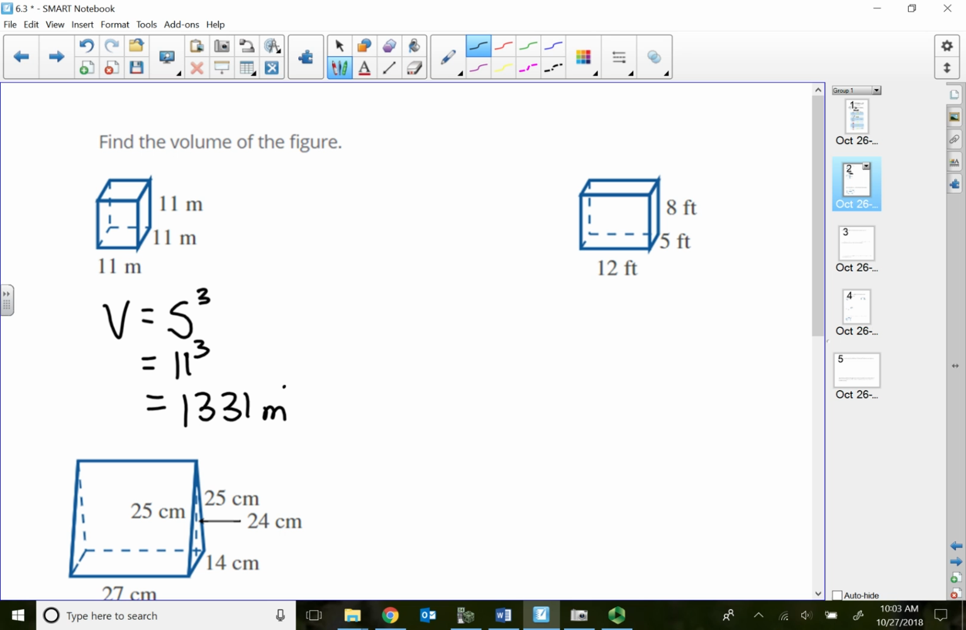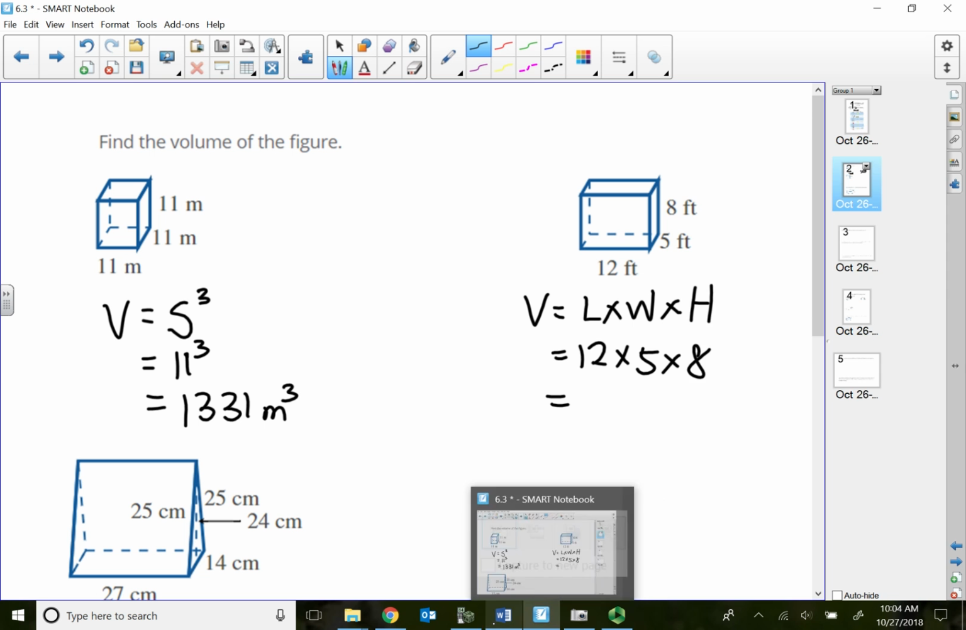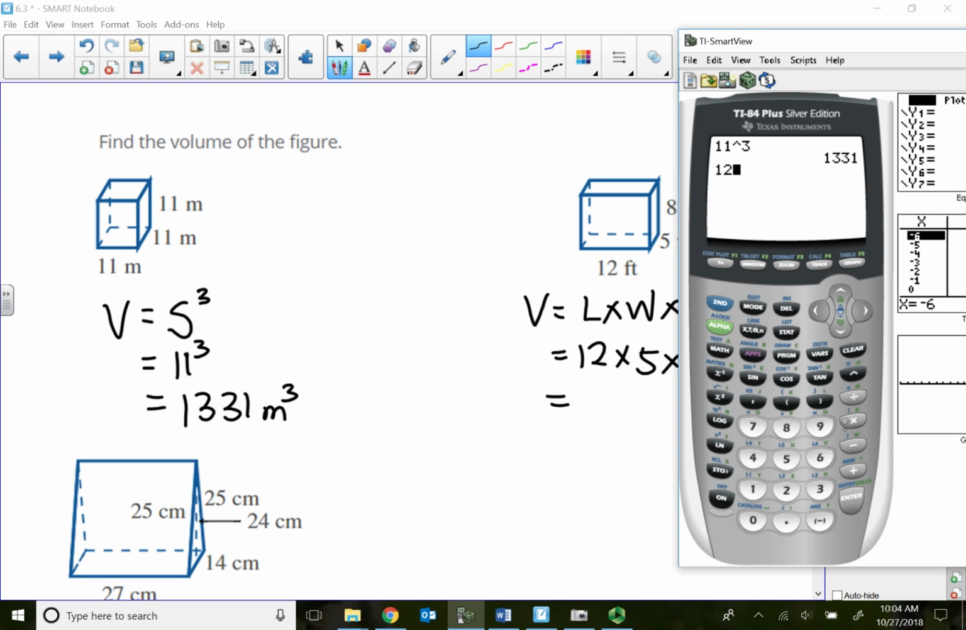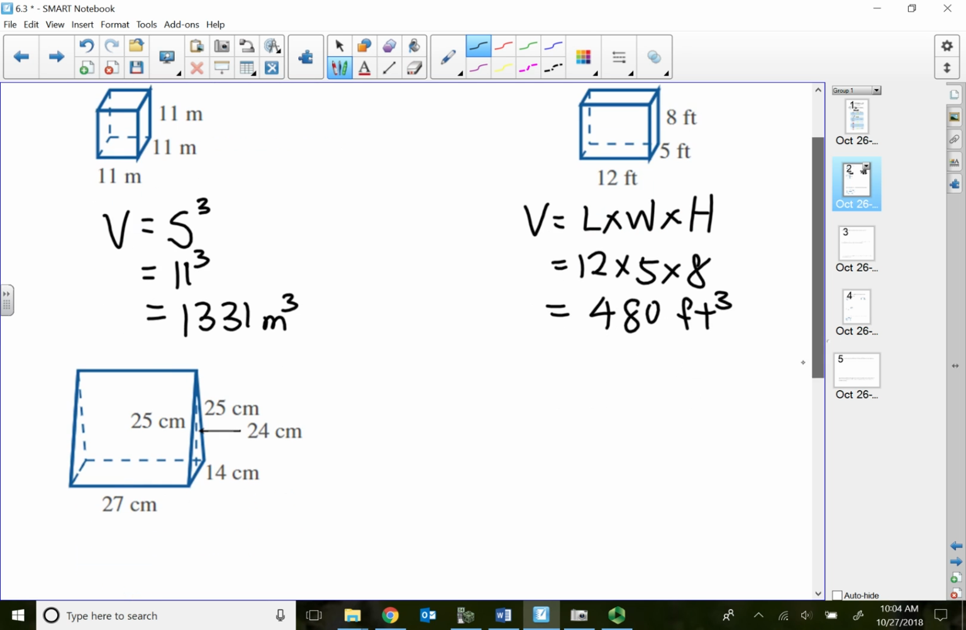All right, cubic meter. This is a rectangular solid because my base is a rectangle. To find the volume, that will be length times width, the area of the base, then times the height. That will be 12 times 5 times 8, which is 480 cubic feet.